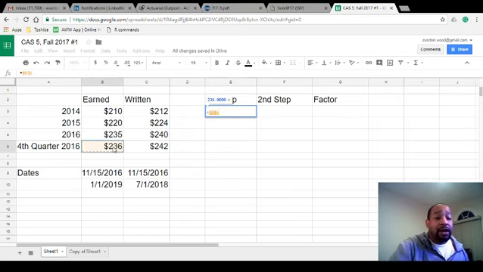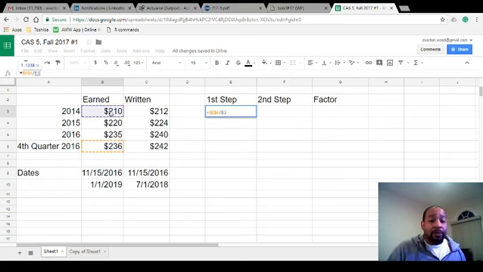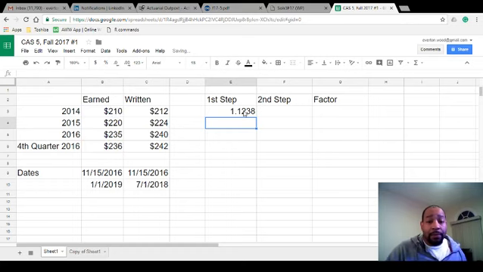I'm going to say it's equal to 236. I'm going to lock that cell because I'm going to drag it in a second. I'm going to divide it by the earned premium of 2014, 15, and 16. All right? I'm going to drag this down.